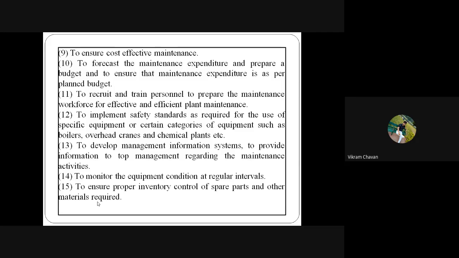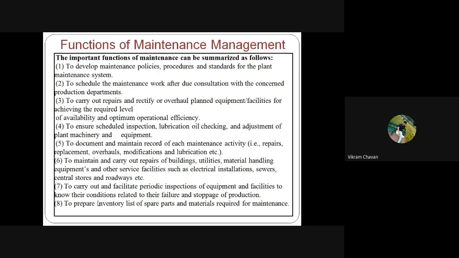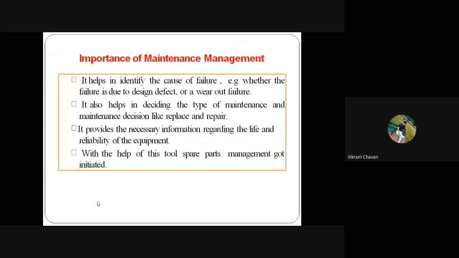Okay, is everyone getting what the functions of maintenance management are, and what the importance of maintenance management is? Is there any question, any doubt you can ask? Please note down the points. Importance of maintenance management.